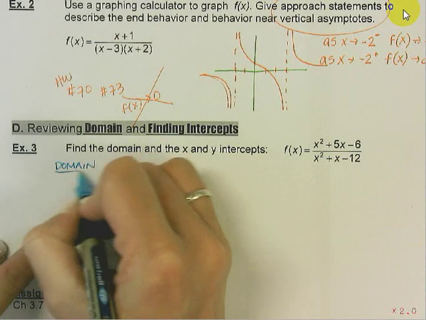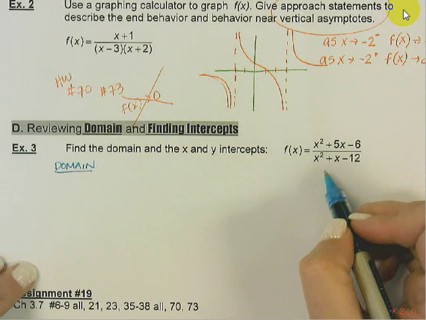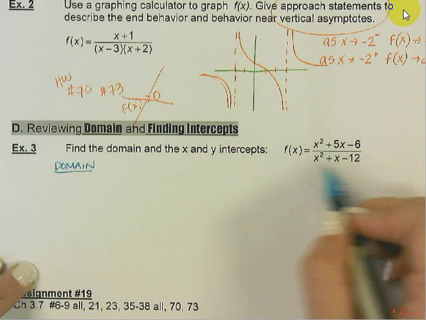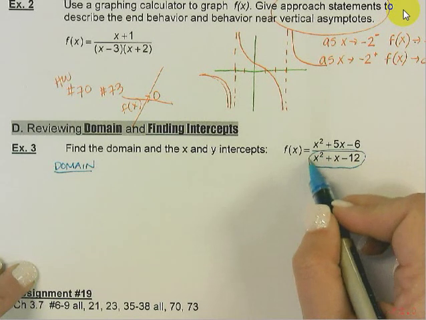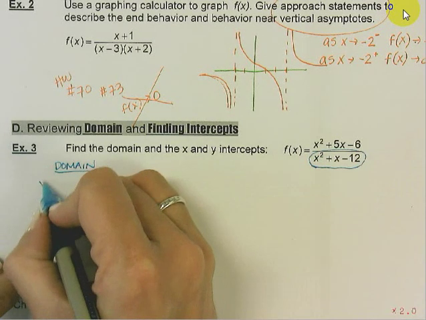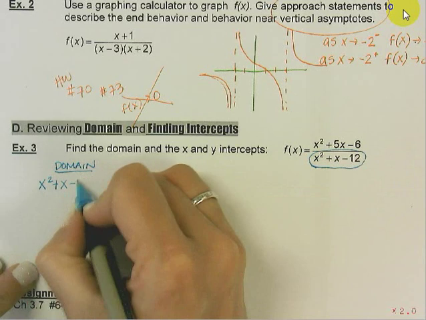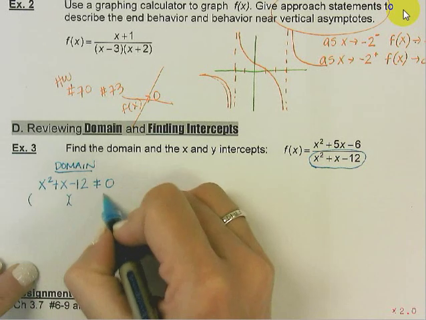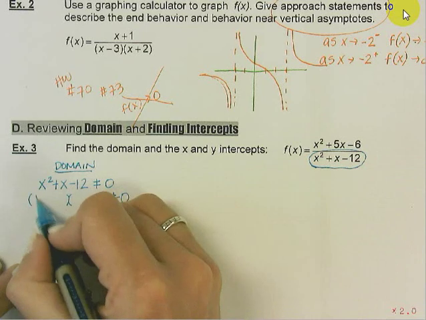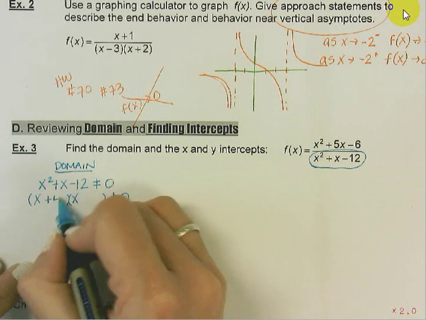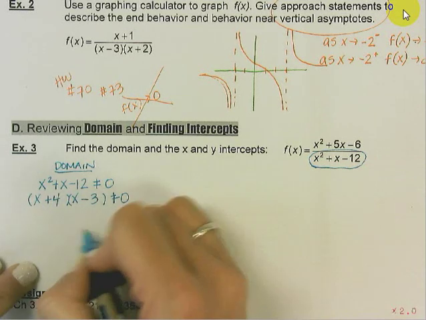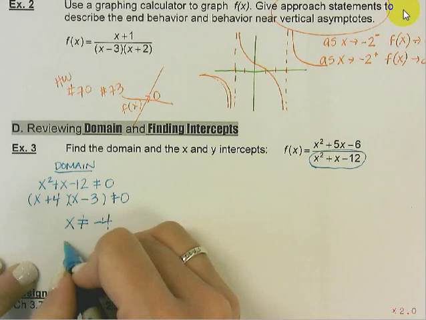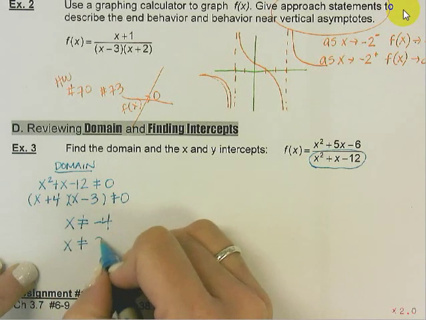If I'm doing the domain, I'm going to want to know what's going to make this a problem. I don't see any radicals, so I don't have to worry about that, but I have a denominator, and I have to make sure that denominator is not equal to 0. So I need to figure out a way to solve that. Well, it's factorable, so we're going to factor it, and I believe it would be +4 and -3. So the x values I have to take out of my domain: I can't have it equal to -4, and I cannot have it equal to 3.